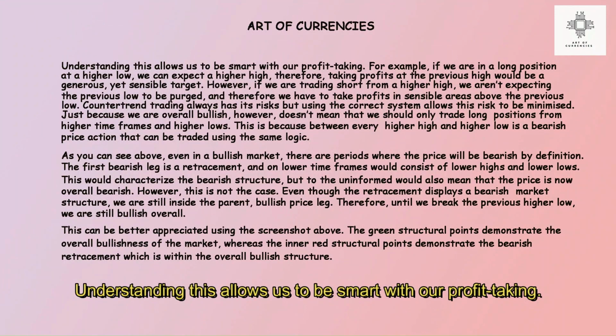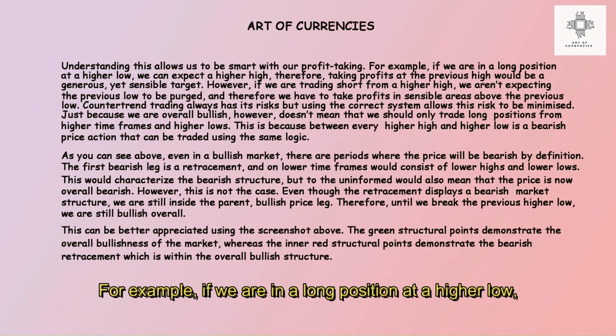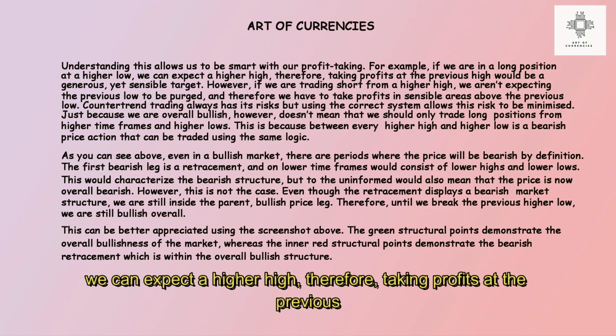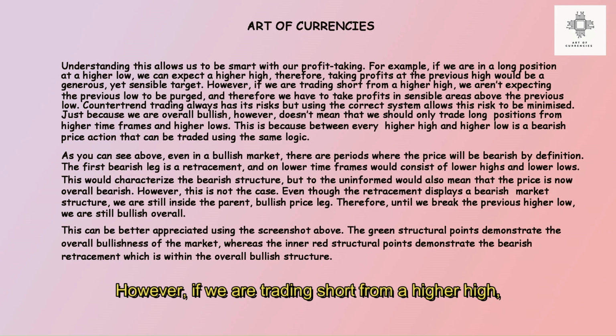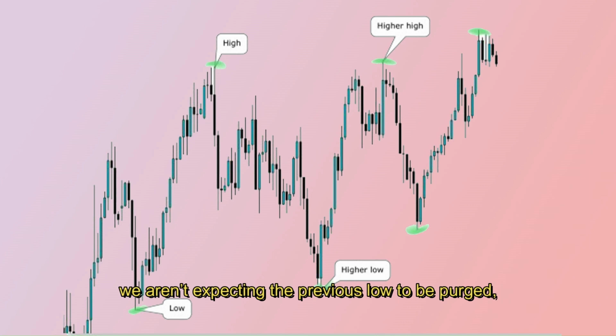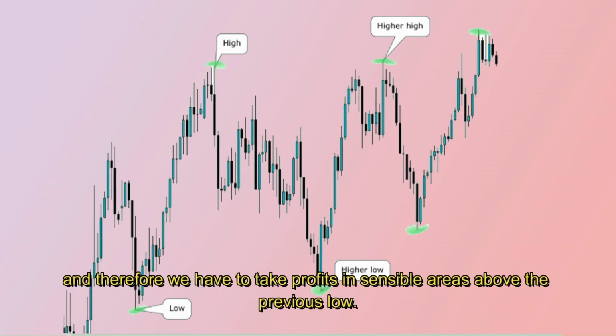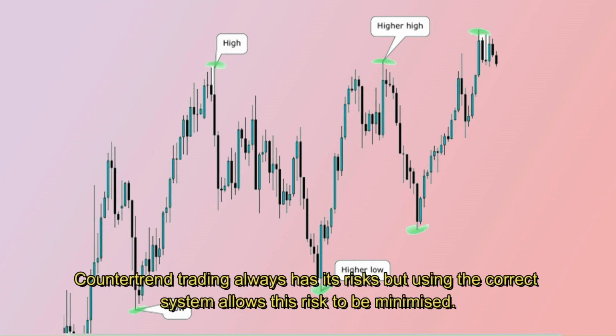Understanding this allows us to be smart with our profit taking. For example, if we are in a long position and a higher low, we can expect a higher high, therefore, taking profits at the previous high would be a generous, yet sensible target. However, if we are trading short from a higher high, we aren't expecting the previous low to be purged, and therefore we have to take profits in sensible areas above the previous low. Countertrend trading always has its risks, but using the correct system allows this risk to be minimized.